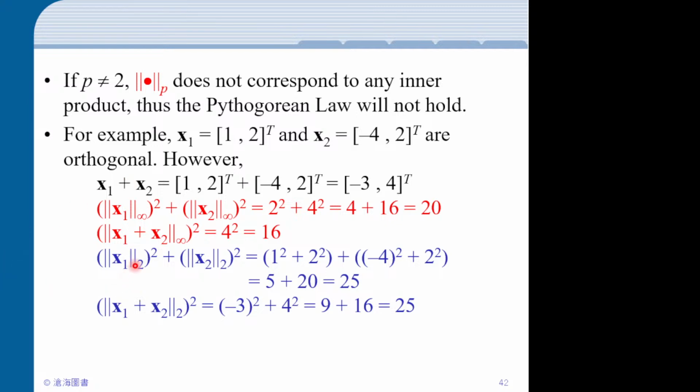And now we can see the different norms of those things. Let's check the infinity norm. The infinity norm of x1, as we say, is the maximum element of x1, so it's 2. And the infinity norm of x2 is 4. So the infinity norm of x1 squared plus the infinity norm of x2 squared is 20, and then you can check the infinity norm of x1 plus x2: you take this 4 here, and the square is equal to 16. So you see that the infinity norm doesn't satisfy the Pythagorean rule.